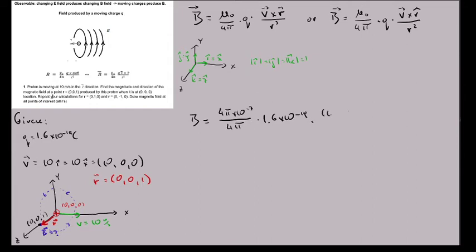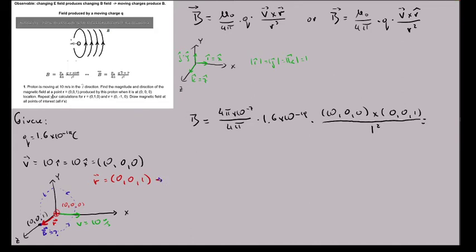So v is 10, 0, 0. I have to cross this with 0, 0, 1, because this is the velocity vector. And then I divide this by the magnitude of the position, which is just 1, and I could square it or I could cube it, makes no difference. So let's say I square this. Equals, and let me just clarify this, which gives me, oh, that's not what I wanted. I wanted the red one. Which gives me that the magnitude of r is 1, which is the same thing as the magnitude of r hat.